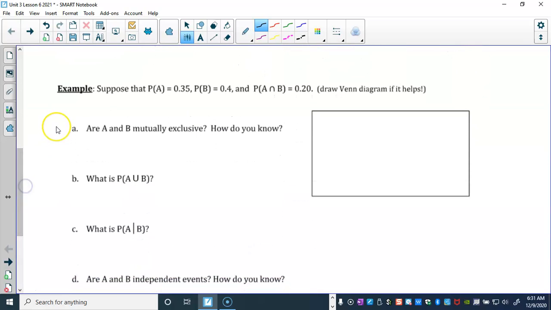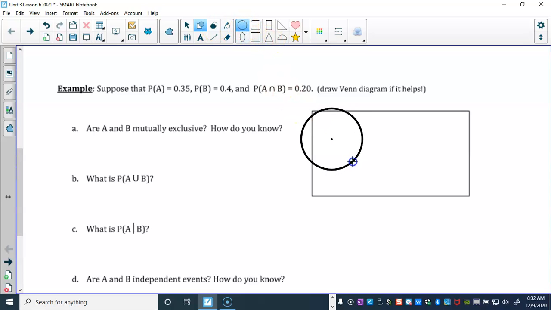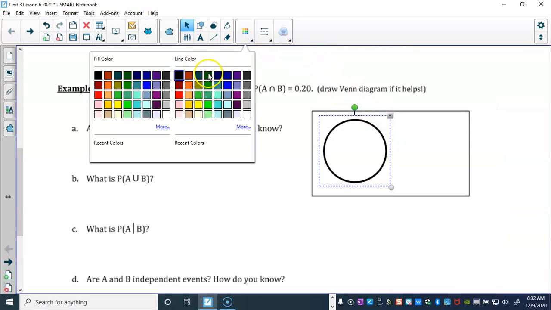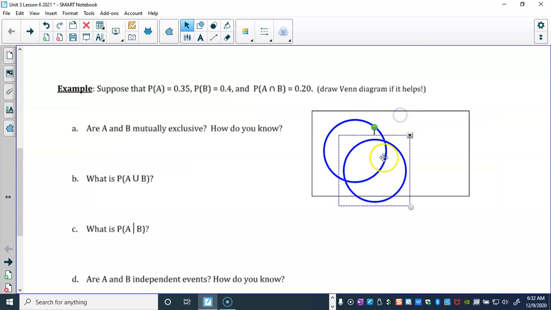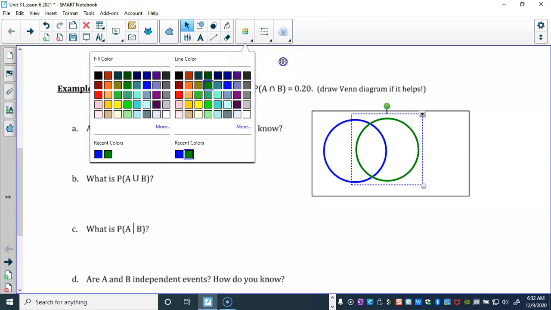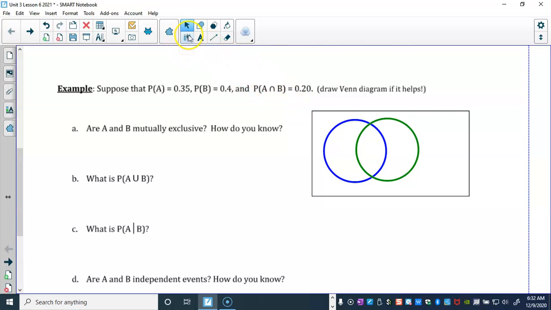So for the next example, suppose that the probability of A is 0.35, B is 0.4, and the and is 0.2. So if we were to do the Venn diagram, we're going to make the probability of A blue, and we'll make the probability of B green. So with the and being 0.2, we'll put that in the middle.